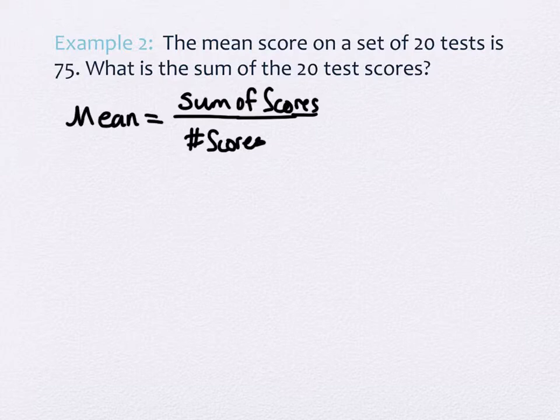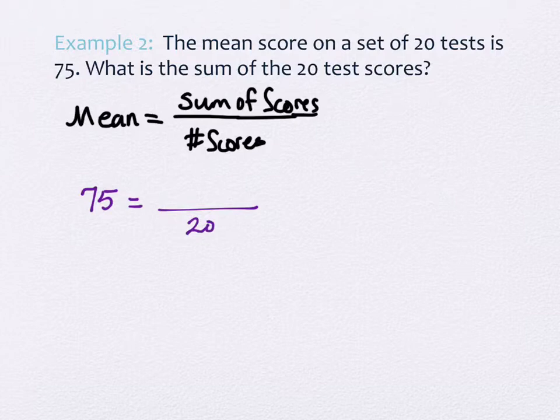There's three quantities here. I have the left-hand side that says mean. I have the numerator that says sum of scores. I have the denominator that says number of scores. And I know two of them. So which two do I know? You know the mean and the number of scores. Right, I know the mean, which is 75, and I know my number of scores, which is 20.